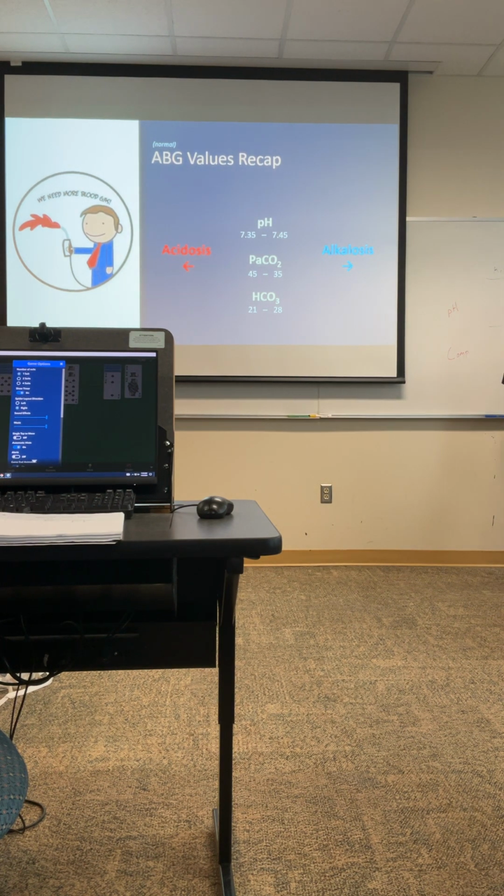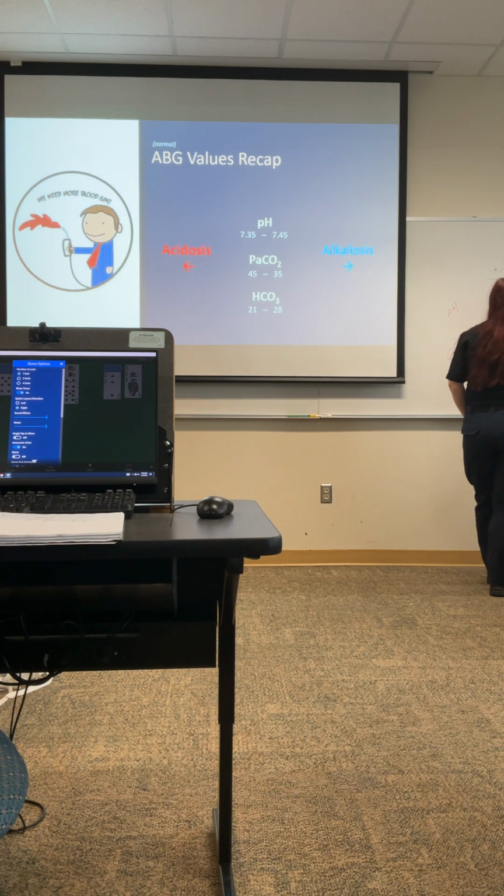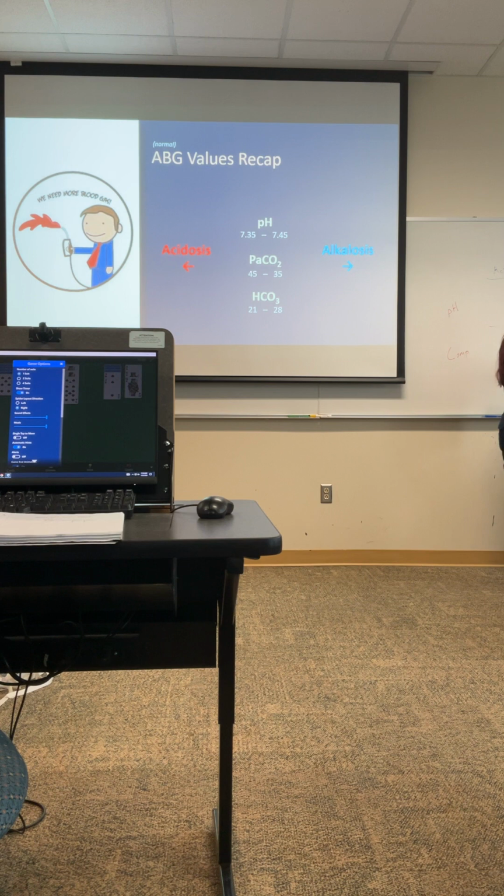Okay. And let's say that they have a PaCO2 of 30. So where does the PaCO2 go? If I have my pH scale, 7.35 to 7.45, for my PaCO2 I have 45 here and 35 here. So we got the dot there, very good.